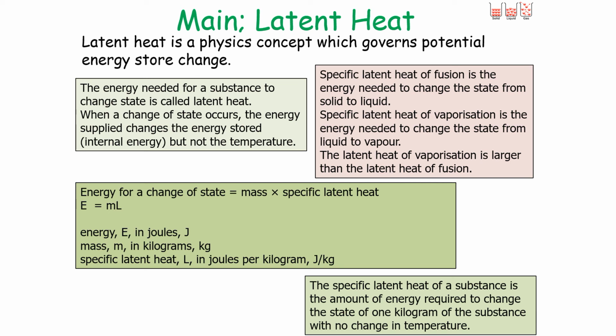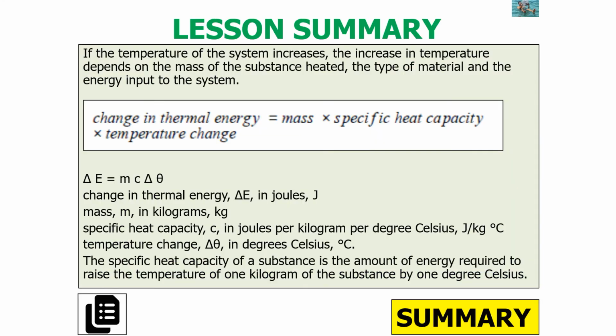So to summarize what we've learned in today's lesson, we should know that if the temperature of a substance increases, the increase depends on the mass of the substance heated, the type of material, and the energy input to the system. E equals m times c times change in temperature. And the specific heat capacity of a substance is the amount of energy required to raise the temperature of 1 kilogram of a substance by 1 degree Celsius.